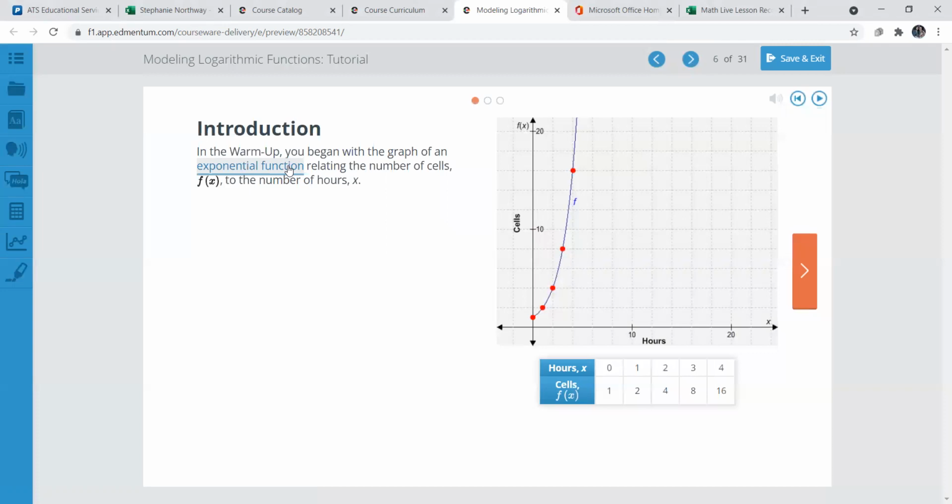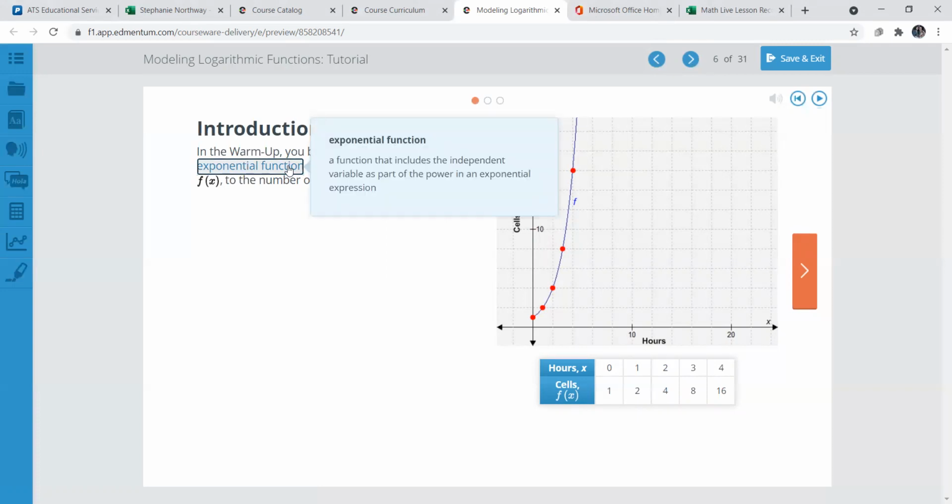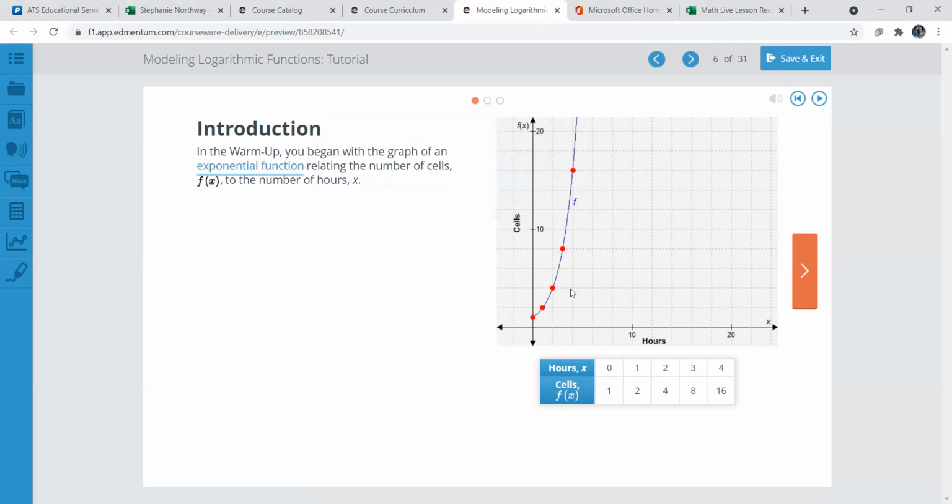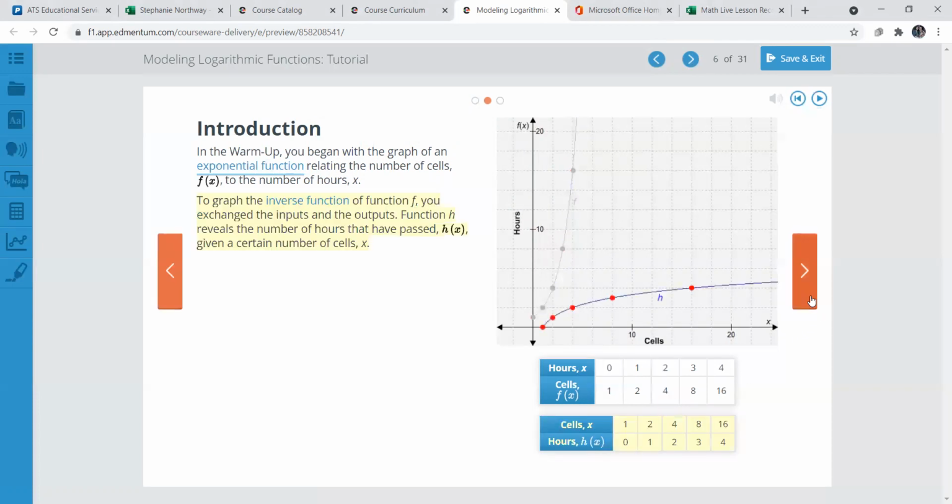Now, take a look at the exponential graph we have here. As you can see, an exponential function increases dramatically. An exponential function is a function that includes the independent variable as part of the power in the exponential expression. See how it's increasing dramatically as time goes on? Hours 1, 2, 3, 4, and then it goes 1, 2, 4, 8, or 16. It's increasing.